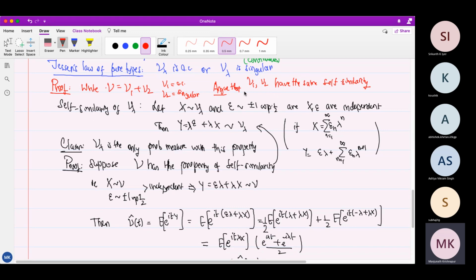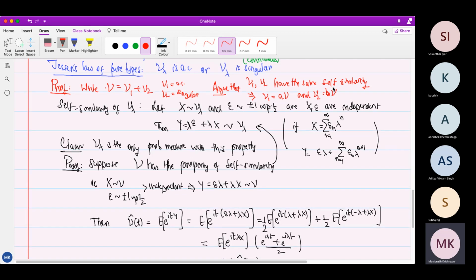So if both are, what this implies, these are not probability measures. So nu1 must be some multiple of nu, a times nu, and nu2 must be b times nu, 1 minus a times nu.